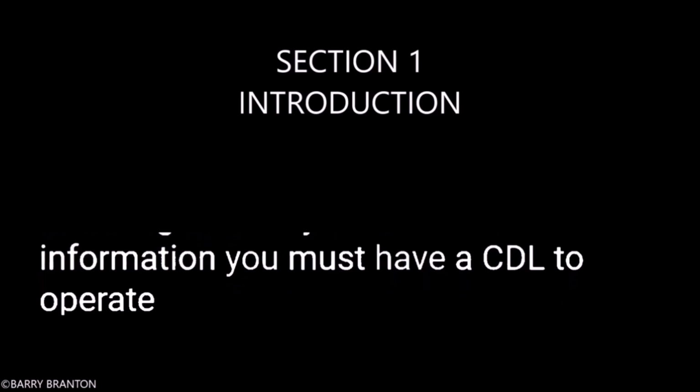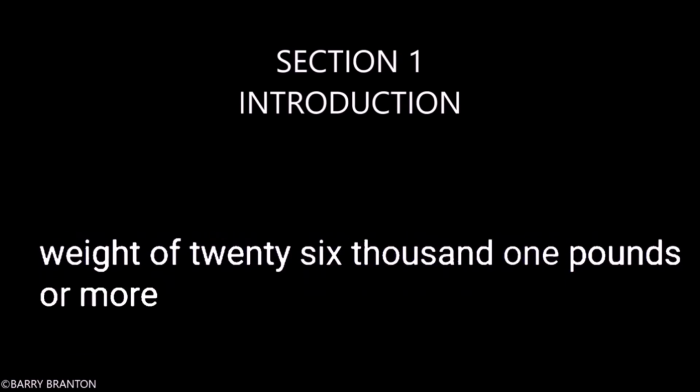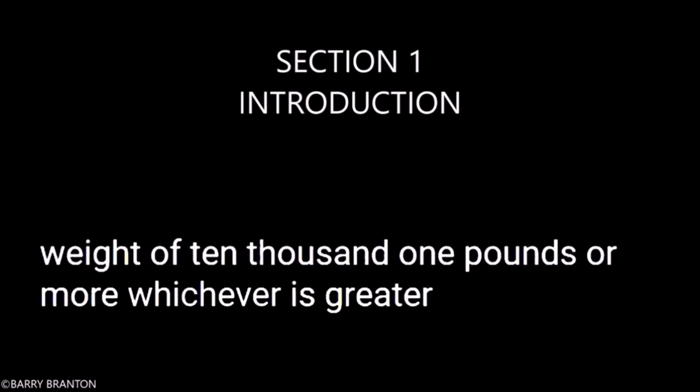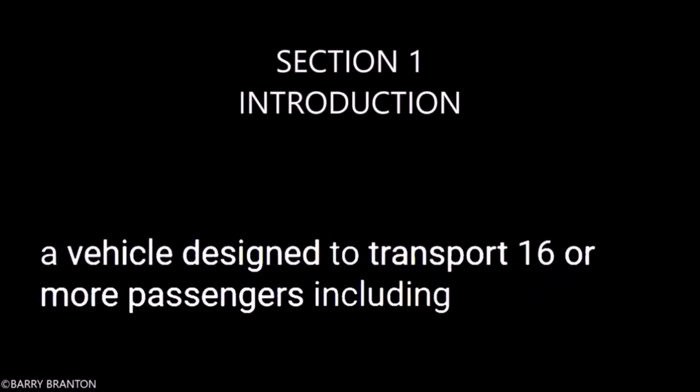You must have a CDL to operate a single vehicle with a gross vehicle weight rating or gross vehicle weight of 26,001 pounds or more, whichever is greater. A combination vehicle with a gross combination weight rating or gross combination weight of 26,001 pounds or more, whichever is greater, provided the towed unit has a gross vehicle weight rating or gross vehicle weight of 10,001 pounds or more, whichever is greater. A vehicle designed to transport 16 or more passengers, including the driver.